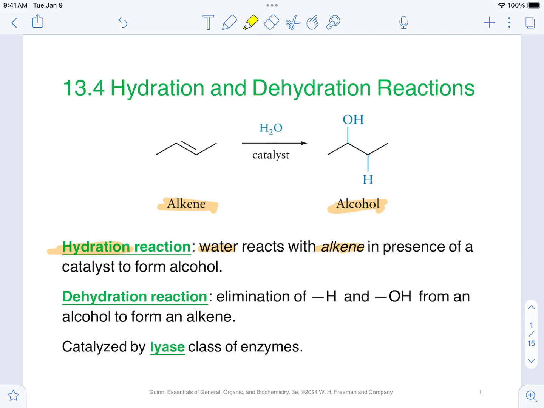Dehydration is the opposite of this. This is when you will eliminate an H and an OH bond, that is your water right there, your H2O, from an alcohol to form an alkene. So it is the reverse process. We will get rid of the H and the OH, and then this line that I'm highlighting in blue will become our alkene double bond.